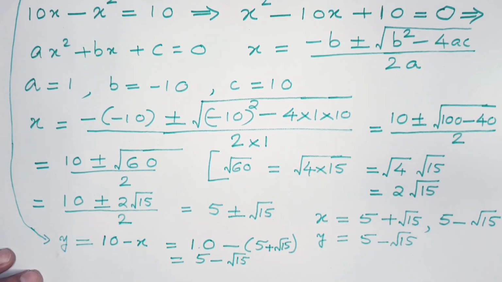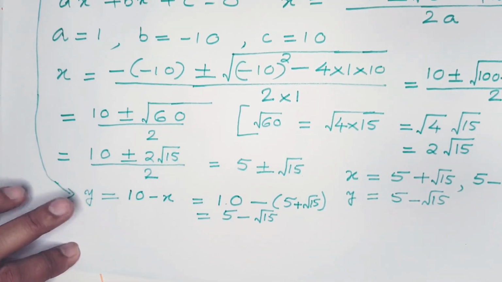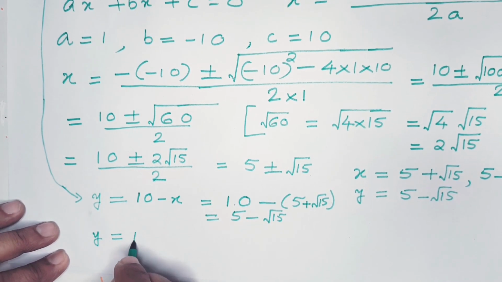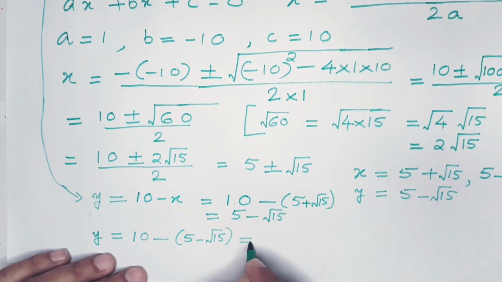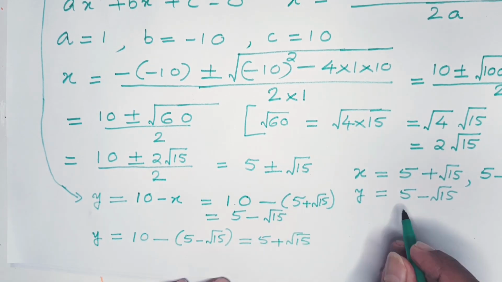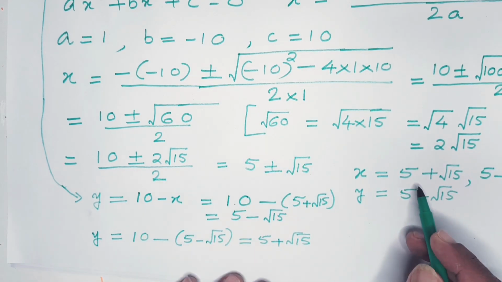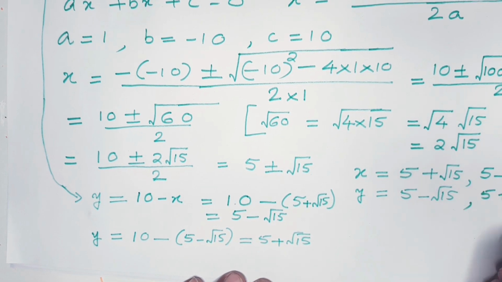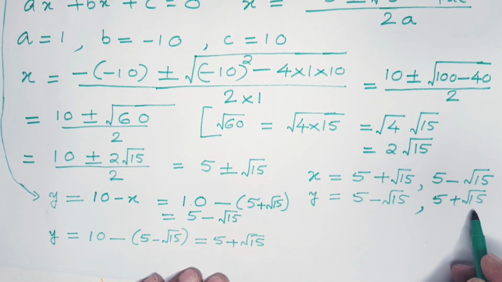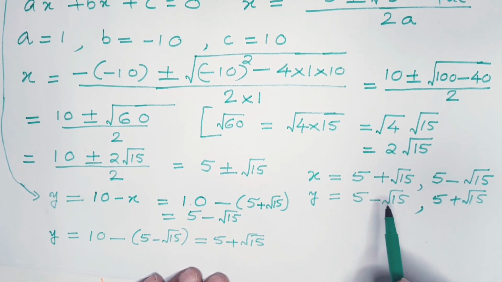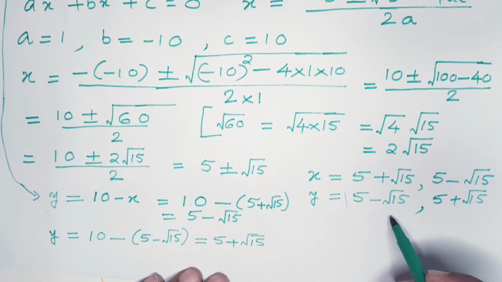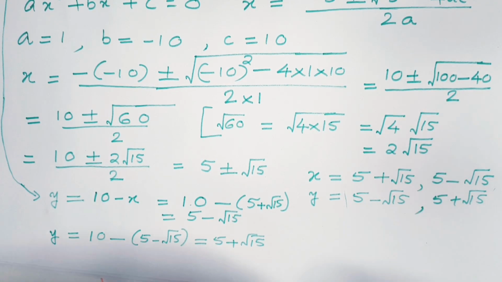Now use the other value for x and substitute here again. You will have y equal to 10 minus, instead of x, let me write the x value straight away. You have this on simplification 5 plus root 15. So the values of x and y are interchanged. See, corresponding to this you have 5 plus root 15. So this is one pair of solution, and this is the other pair of solution. The solutions differ by just plus and minus. That's all.